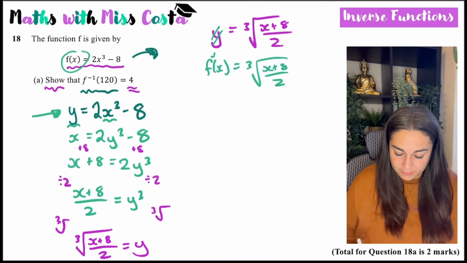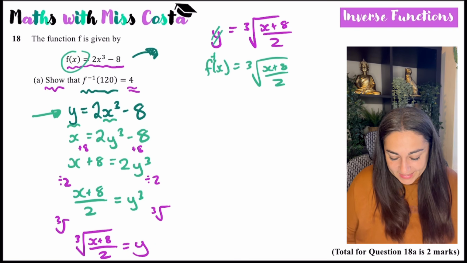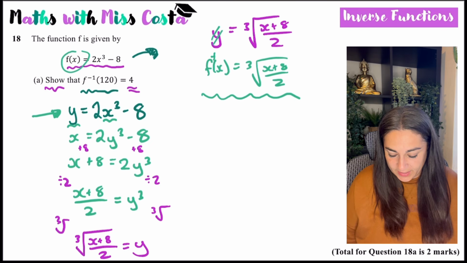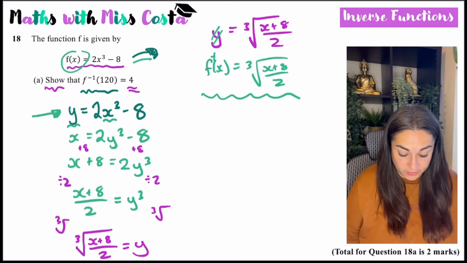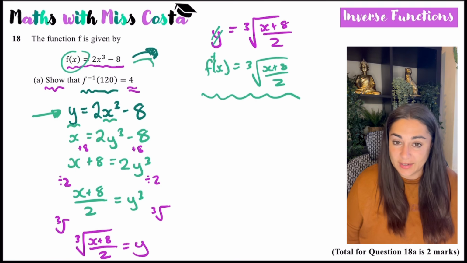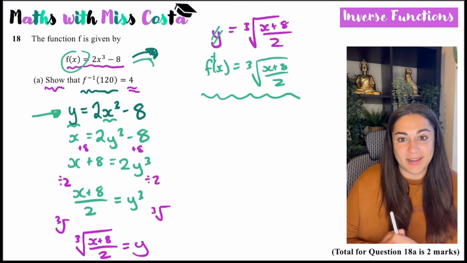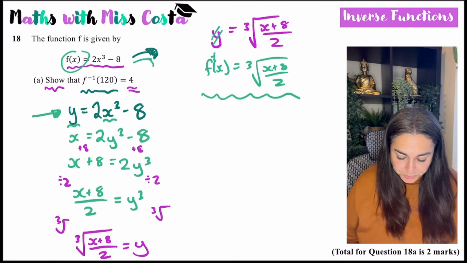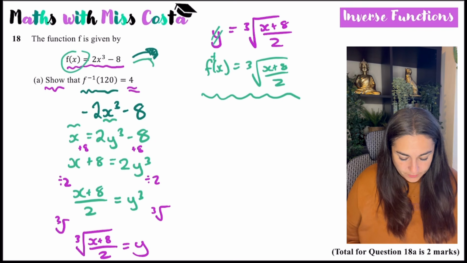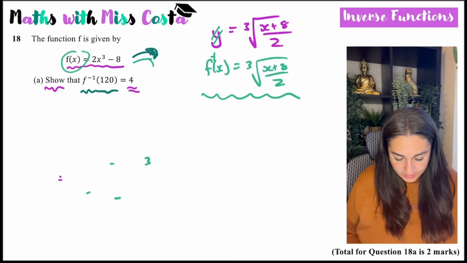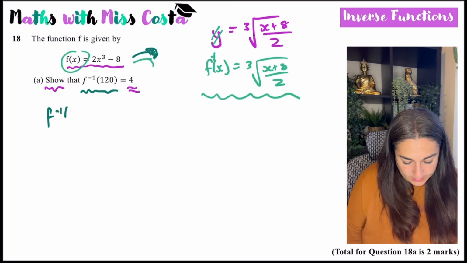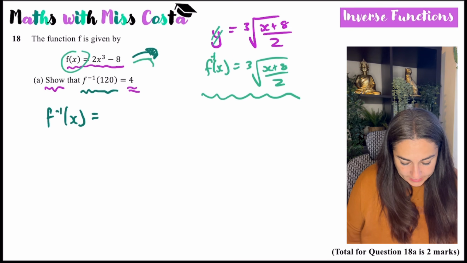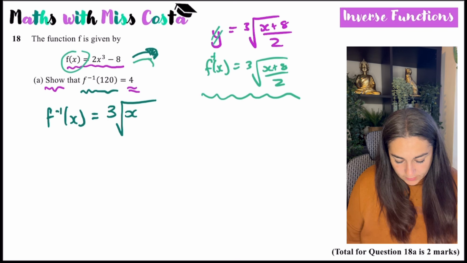So actually this is f of minus 1 x, sorry. So this is the inverse function. So it's basically, what steps would you take for this function to be what it is? You take the opposite steps to find the inverse function. So f of minus 1, or sorry, the inverse of x is the cubed root of x plus 8 over 2.